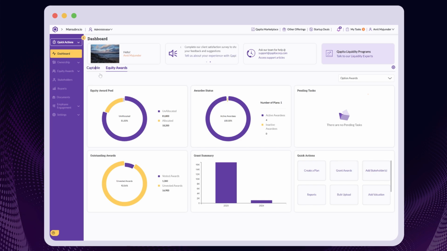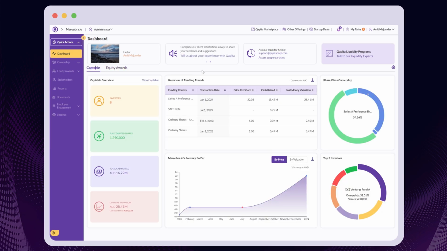On the cap table side of things, the founder, CFO, or a lawyer who manages the cap table gets a clear picture of the company's entire funding history, how many investors, how many shares have been issued, total amount of capital raised, breakdown of funding rounds, and valuation history.